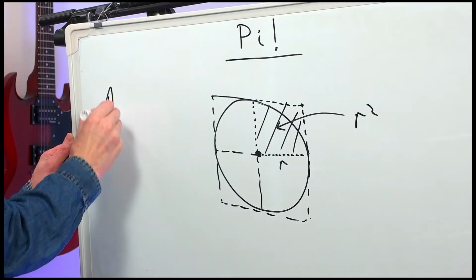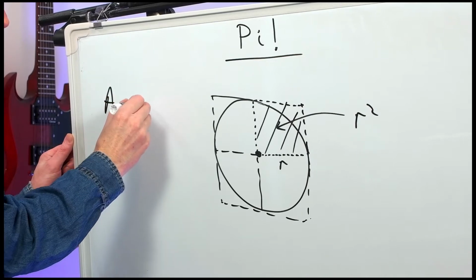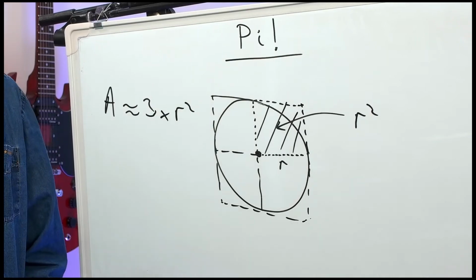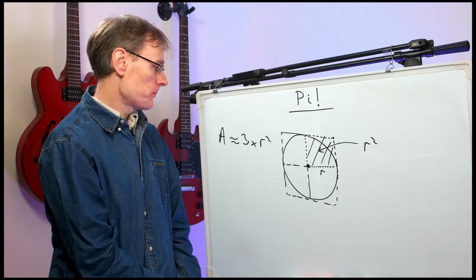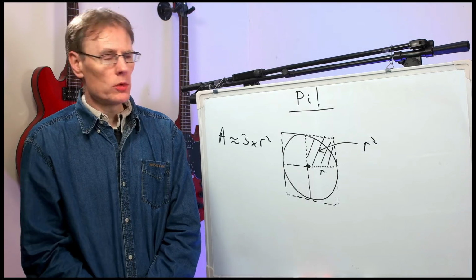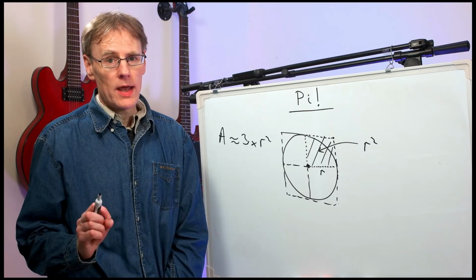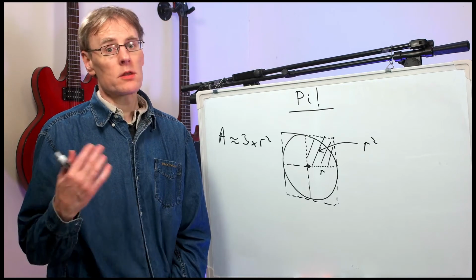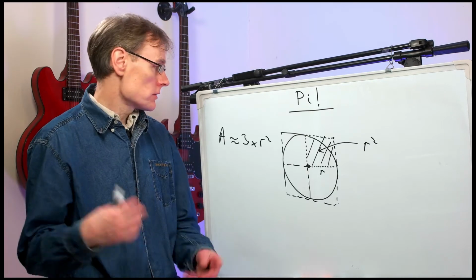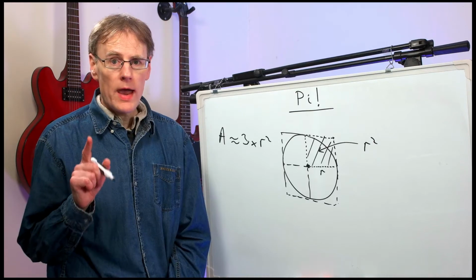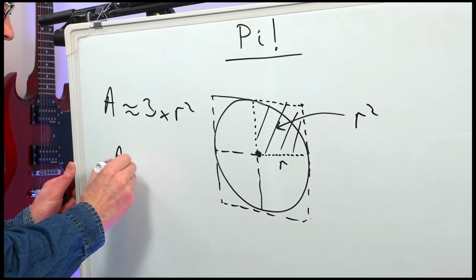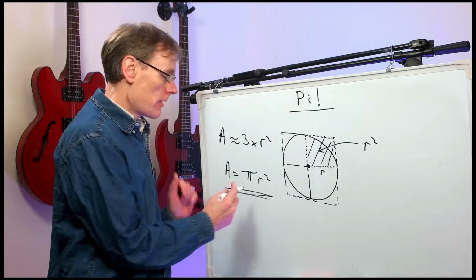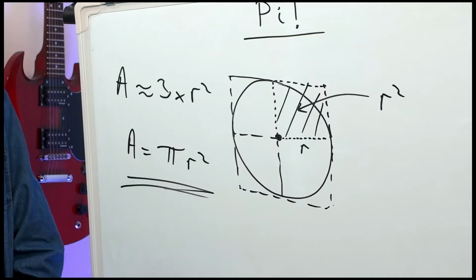The area of a circle is approximately 3 times the square of the radius, 3 times r squared, that area there. But that's a little bit too small. As you probably know, or probably guessed, it's actually pi times r squared. Pi is 3 and a bit, 3.1415926, etc., etc. So the area of a circle is exactly pi times r squared. Area equals pi r squared.